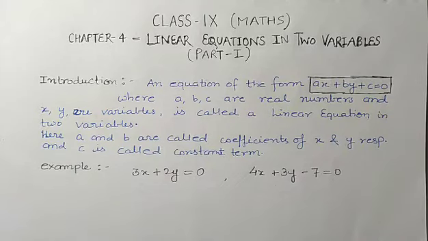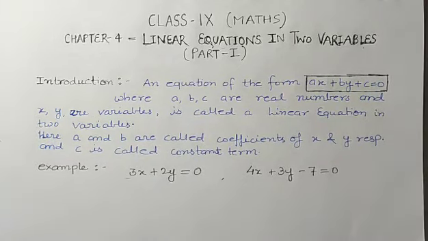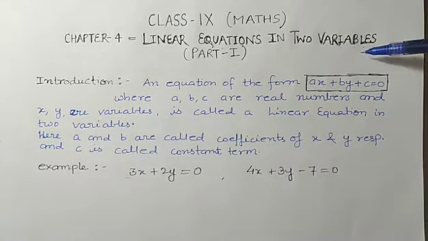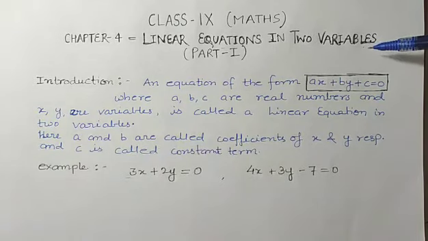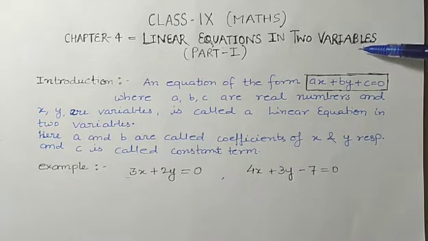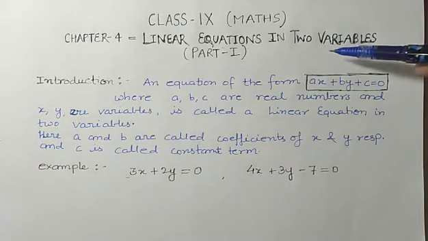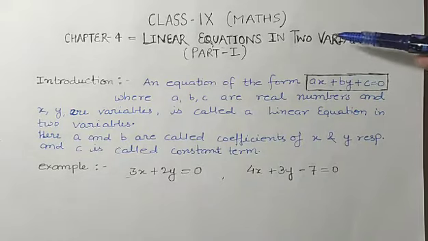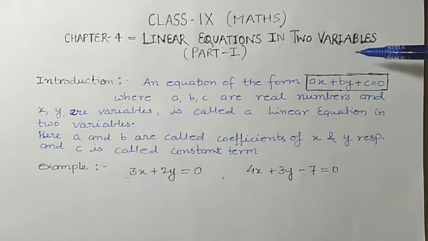Now students, let us start this chapter 4, Linear Equations in Two Variables. Firstly we have to understand what variables are. Students, remember when I was giving you the description of chapter 2 Polynomials, I told you that the quantities in mathematics whose value is not fixed, meaning whose value is changeable, are known as variables. And what is the representation of variables? Generally we represent them like x, y.